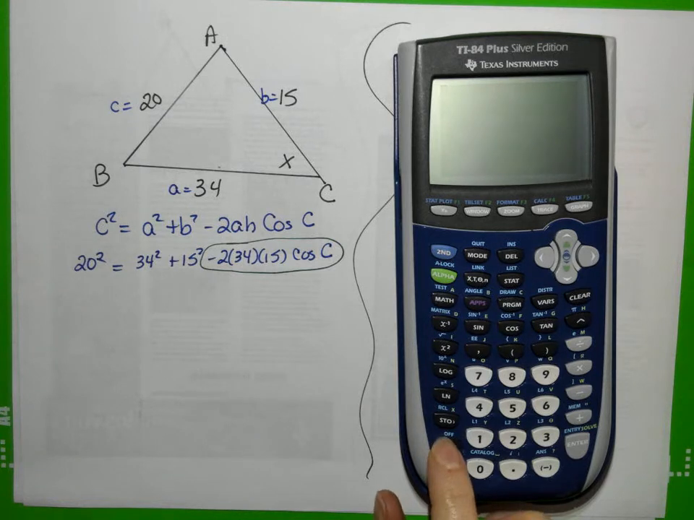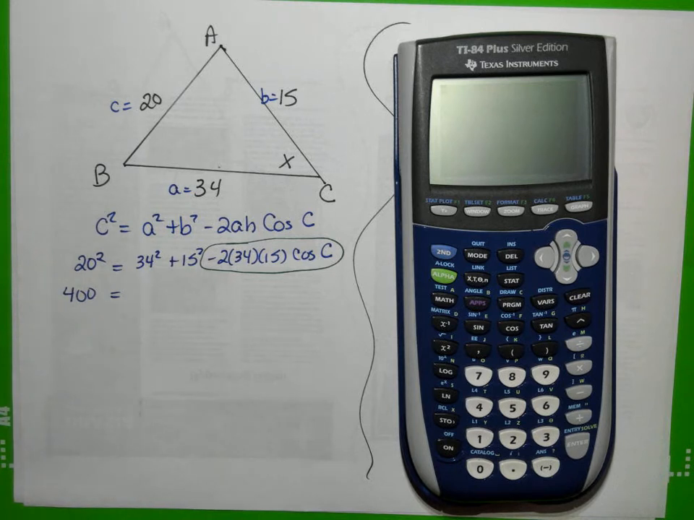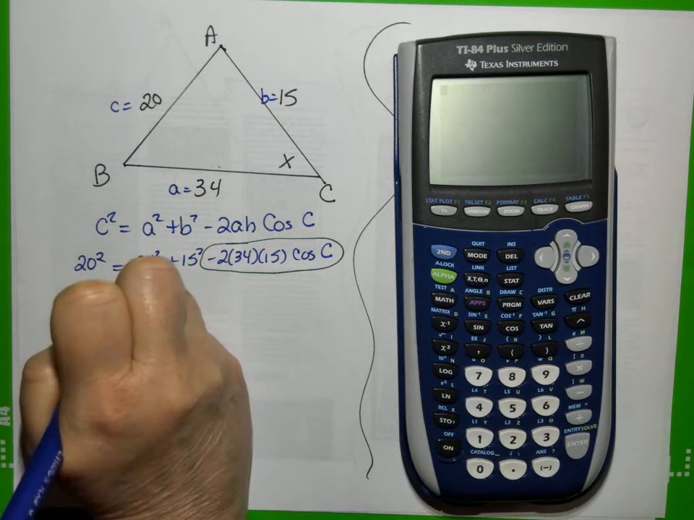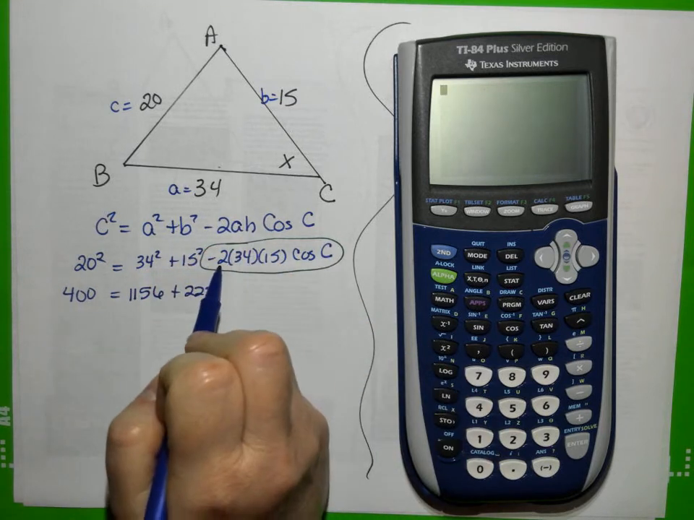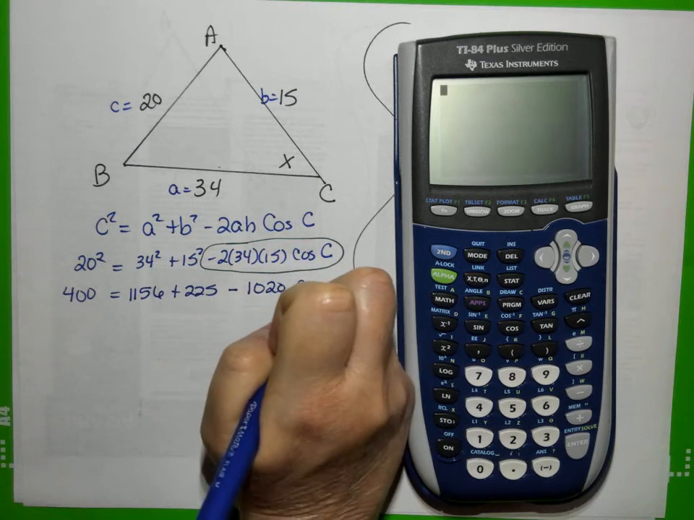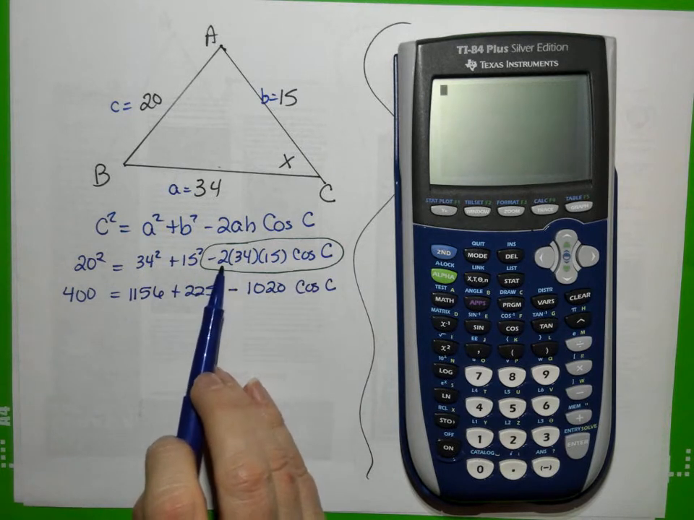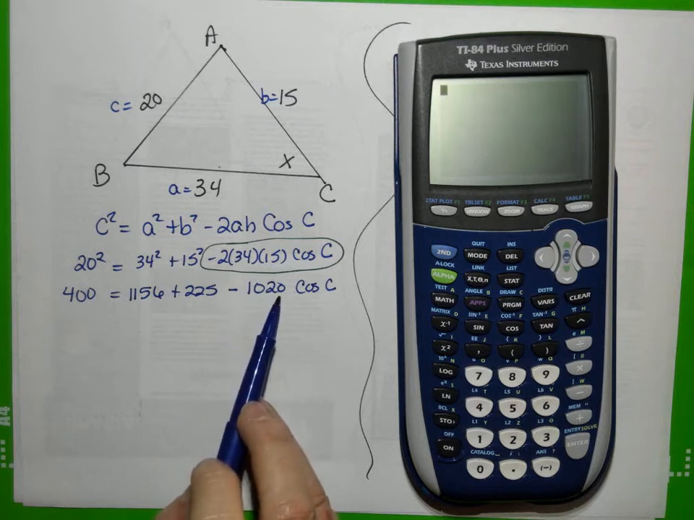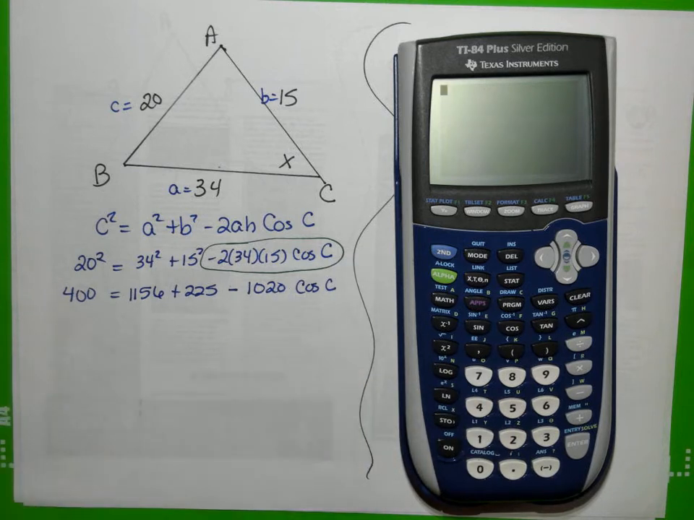Okay, so we got our calculator here. We're ready to go. So we're going to do some math. 20 squared is 400. I happen to have done this one ahead of time. 34 squared is 1156. 15 squared is 225. And then this times this times this is negative 1020 cosine of C. That's just doing the math. So 34 squared, 15 squared, and then 2 times 34 times 15 is 1020. And the negative sign is that minus sign right there.